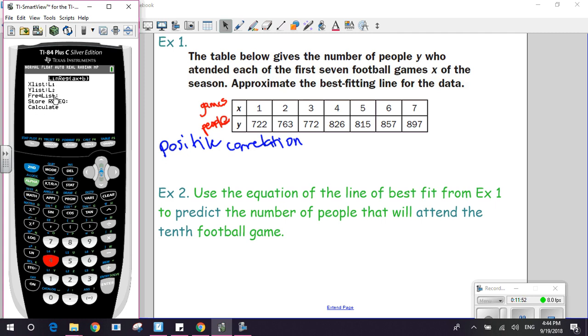So again, it's going to ask me is my x's, and my x's are in list 1. So that's why I told you always put your x's in list 1 and always put your y's in list 2, because by default this is always here. So you won't have to change anything, which makes it a little easier.